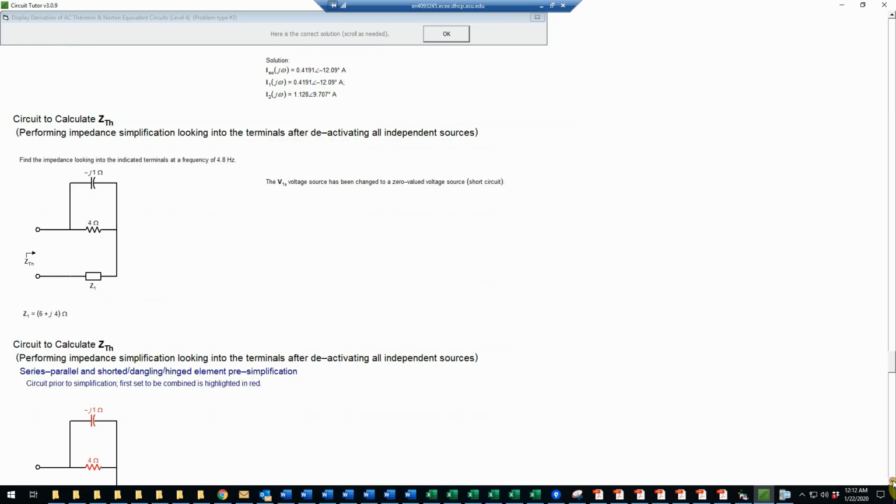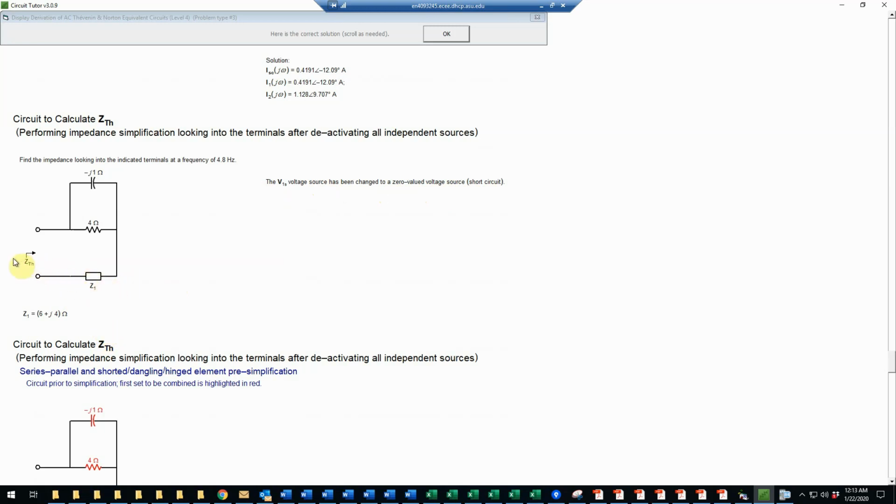Now, the third parameter we could calculate, remember that we basically need any two of those three parameters, the VOC, the ISC, and the ZTH, because remember, VOC is equal to ISC times ZTH, similar to Ohm's law, basically. And so any two of those are really sufficient, although we could use the third one perhaps as a check. So to find the Thevenin equivalent impedance, we would take that V1S voltage source that was originally there and change that to a short circuit, in other words, a zero-valued voltage source. That's been done on this diagram.